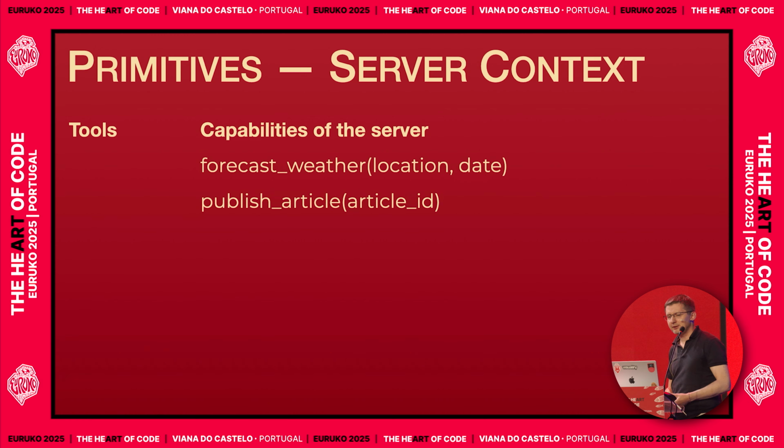Those are capabilities of the server. What the server can actually do. For example, forecast weather for a given location and date, or publish an article over a given ID. So whatever the server can do is there as a tool.